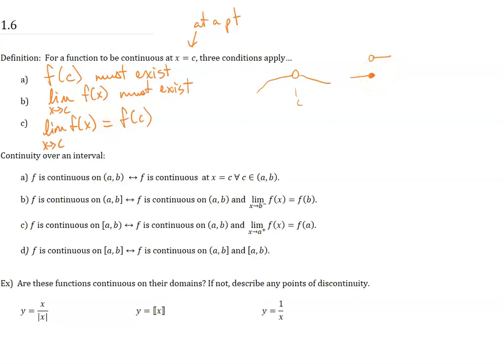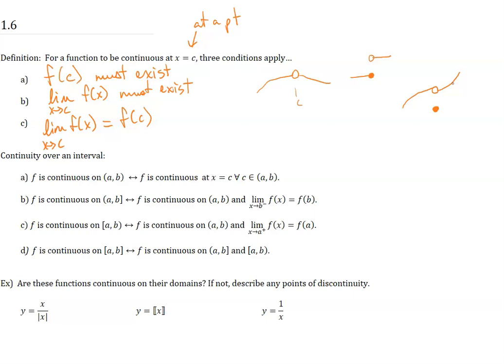And then we could have things where the limit exists and the point exists, but they're not equal to each other. So something like this, where the point is elsewhere. The point exists, the limit exists, but they're not equal to each other, so the function is not continuous at that point. Okay? So that's continuity at a point.